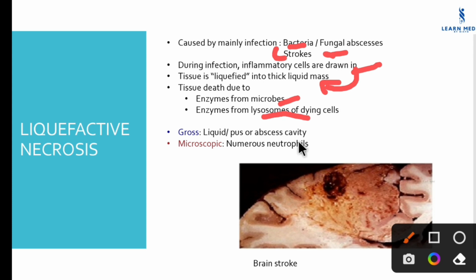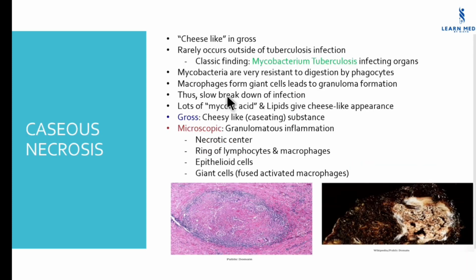If we look grossly at an organ with liquefactive necrosis, we can see liquid or pus or an abscess cavity. Here in the brain, we can see the structure of a brain grossly that has undergone a stroke, with a liquid or pus or abscess cavity. If we visualize it under the microscope, we can see numerous neutrophils in the tissue undergoing liquefactive necrosis. Next one is caseous necrosis.